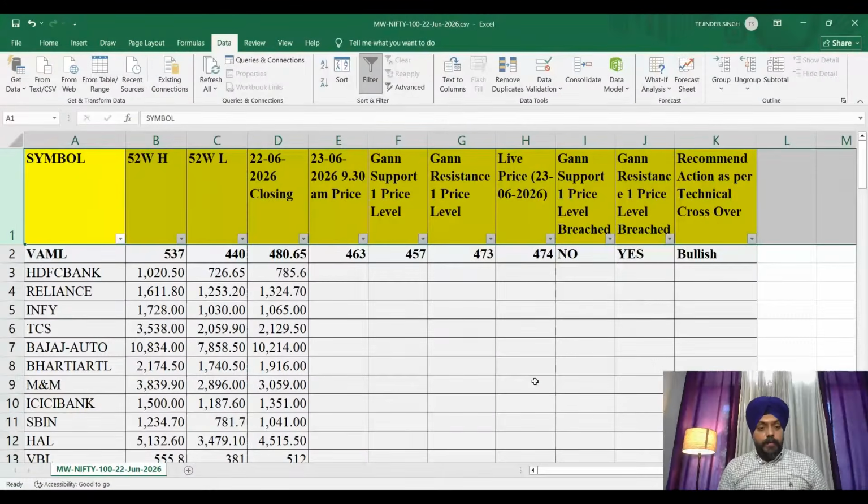Okay, so now I'm sharing one Excel template with you. We will be working on this Excel template in order to arrive at our short-term investment or trading decisions purely as per the Gann square. Just give me a moment.